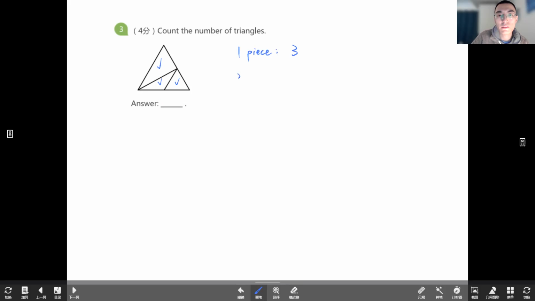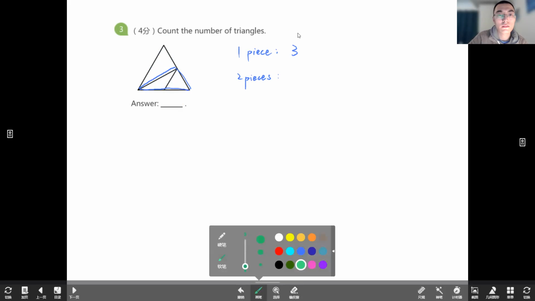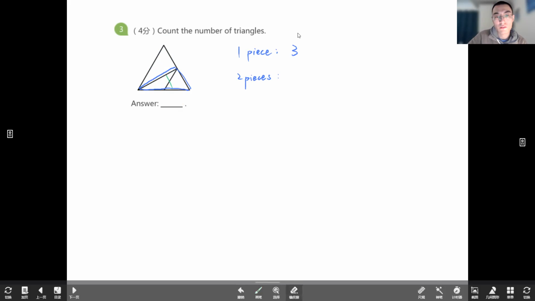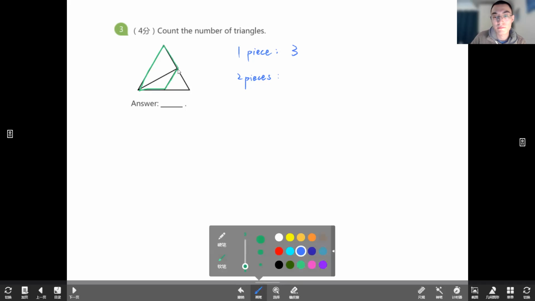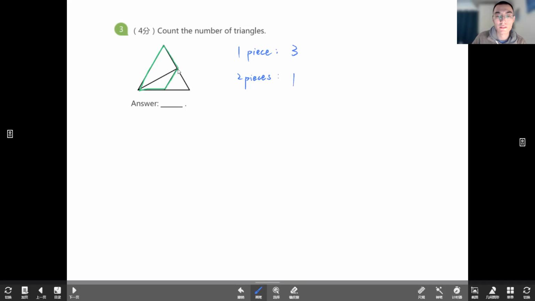And then we count triangles made of 2 pieces. Let's see, how many do we have? For 2 pieces, first of all, we can have this triangle over here. So that counts as 1. And then another 2 piece, if we combine them, we will have this. But apparently this is not a triangle. It looks rather like a trapezium. So we only have one 2-piece triangle over here. Okay, this doesn't count.